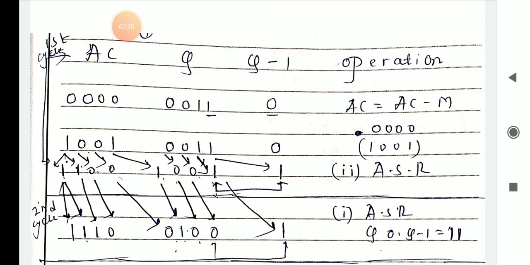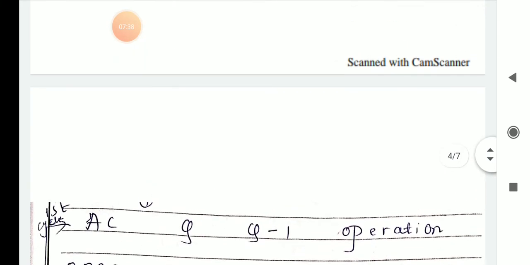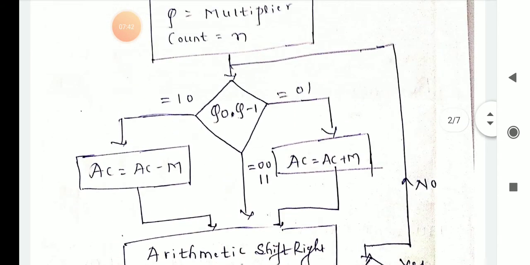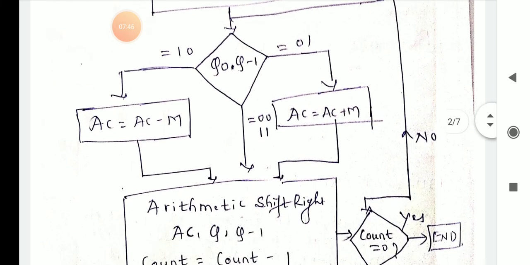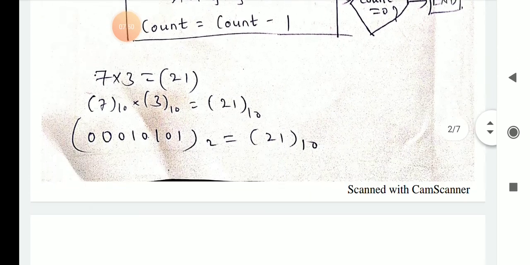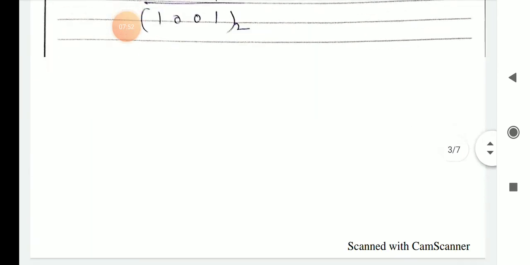So I am going to underline there 1 and 0. So what is the process? If it is 1 and 0, what will happen? Go to the flow chart: 1 0 means AC is equal to AC minus m. Then you have to do the arithmetic shift right. Okay, so you have to perform that.